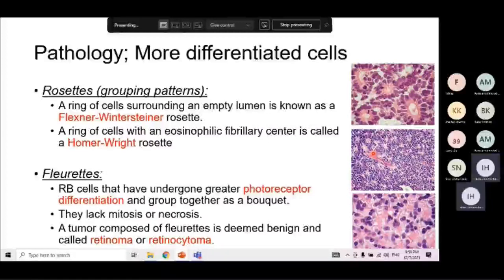This is not a very aggressive tumor. So if the eye is enucleated and the pathology tells that we can see rosettes, this means that the tumor was not aggressive. Usually in aggressive forms of the tumor, you will not find this differentiation. Okay. The fleurettes, they have some photoreceptor differentiation, and this is why they may be called retinocytoma. So the cells, they have more organelles. They don't have very high nuclear cytoplasmic ratio like the undifferentiated cells. And again, when you find fleurettes, this is a good sign. This means that the tumor is not very aggressive.